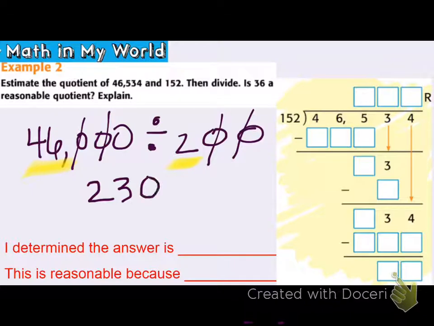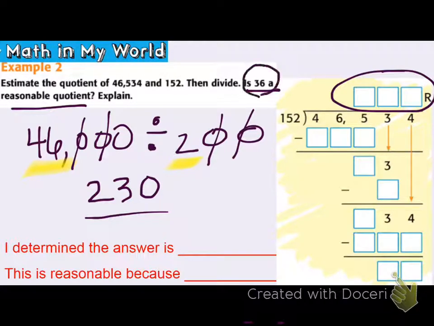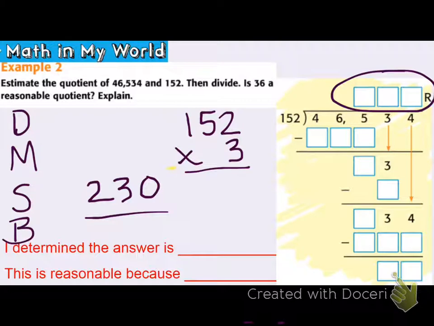So if we go back, is 36 a reasonable quotient? Absolutely not. It should be definitely an answer that's in the hundreds. You can see there's 3 boxes here. And 36 has 2 digits. It's in the tens place. It's not reasonable to think that would be a close answer. I know that I should get an answer pretty close to 230. If it's not anywhere near that, like if it's 36, then I know that I do not have the right answer.